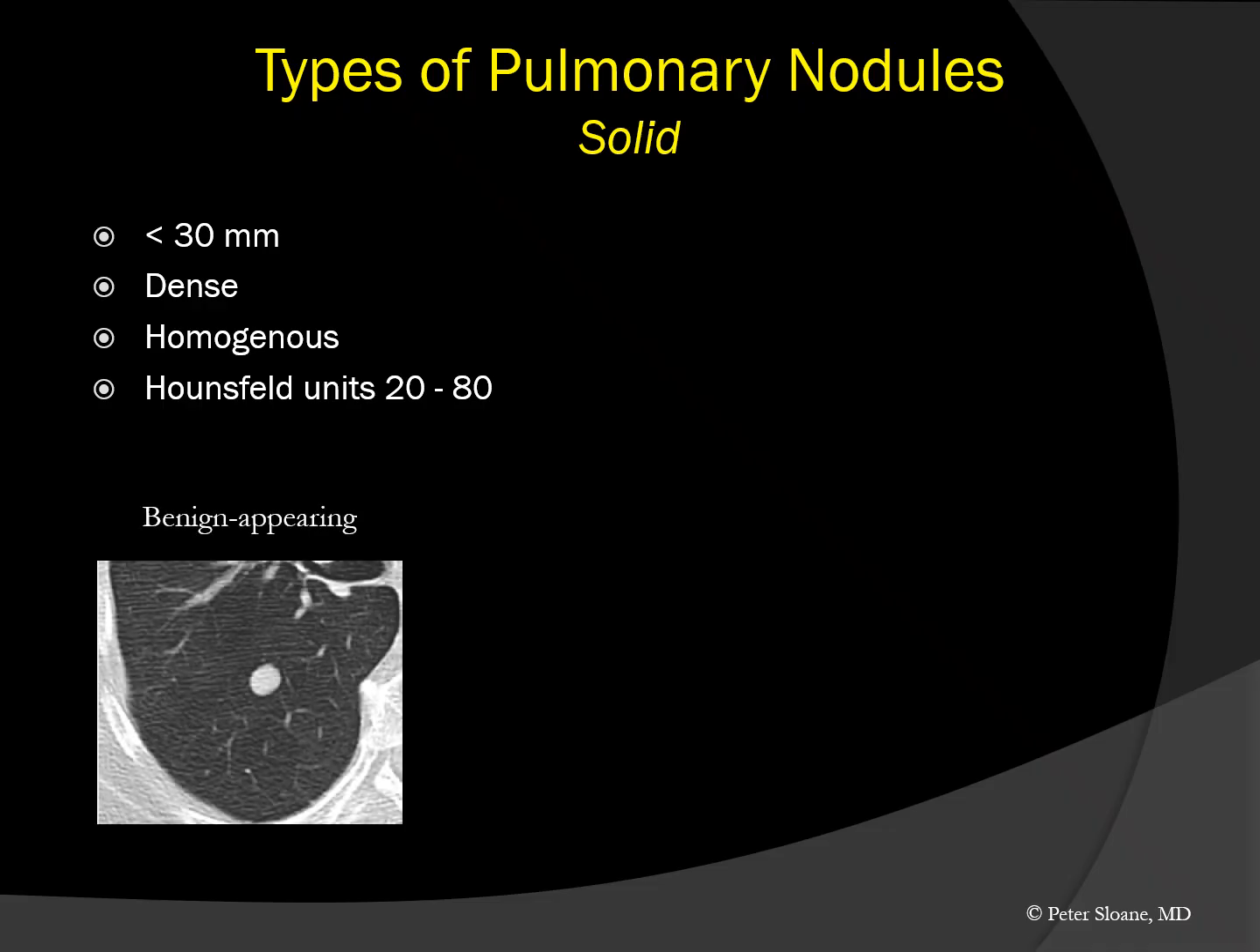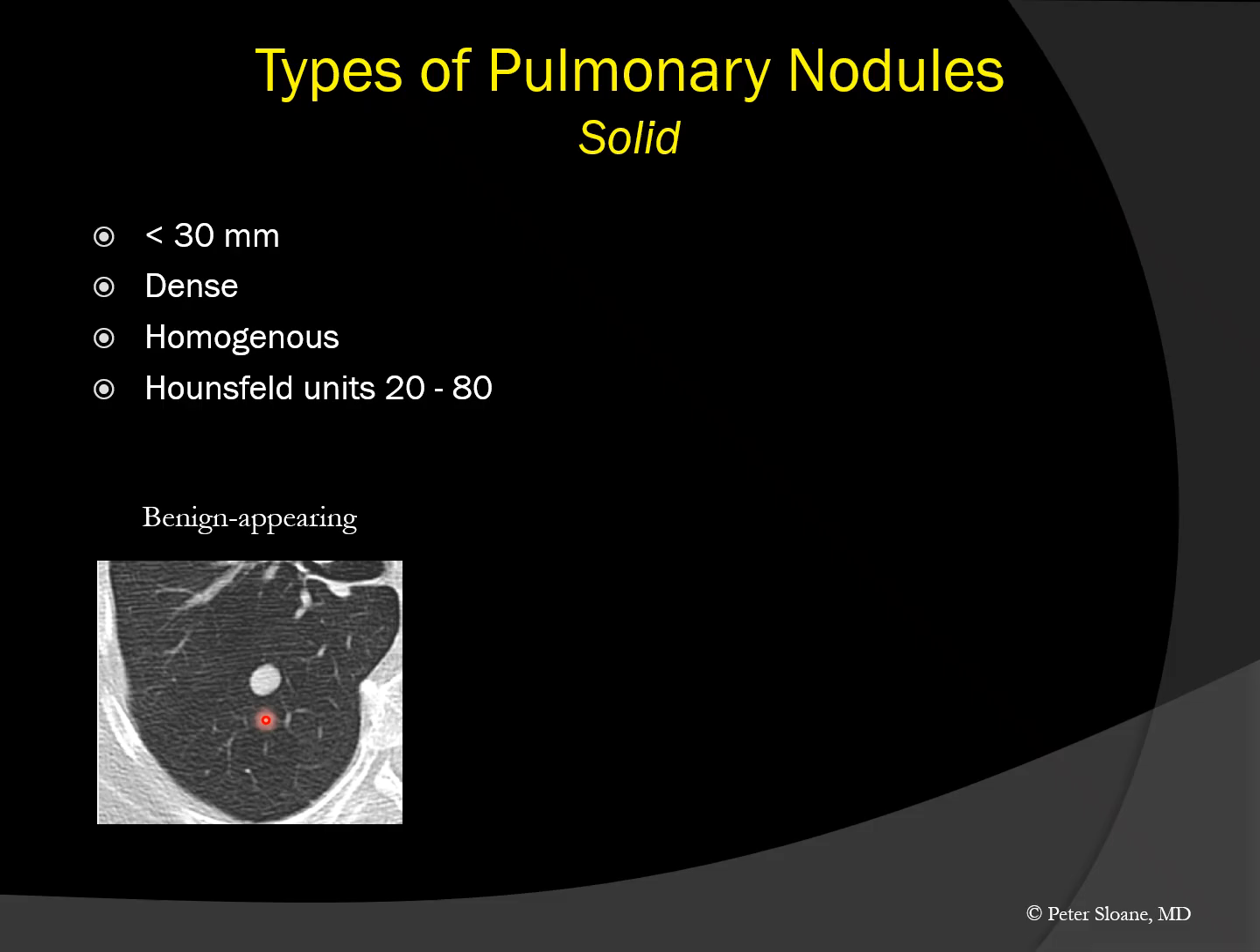So here's a benign appearing nodule. It's a nodule because it's well circumscribed, it's under 30 millimeters, it's dense, and it's homogeneous. If you put the measuring stick on it in the computer from the CT scan, this might have a Hounsfield measurement average density of 40, right in the middle of soft tissue density. So we would say this is a benign appearing soft tissue nodule.